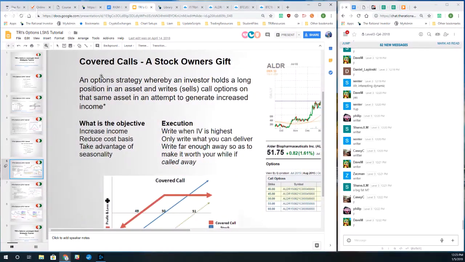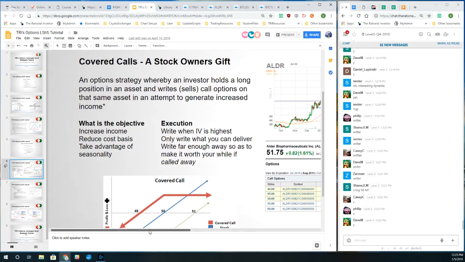Right? So in essence, the option strategy where the investor holds a long position in the asset and writes or sells call options on the same asset in an attempt to generate increased income. The objective, of course, is increased income, which reduces the cost basis and takes advantage of seasonality, right?